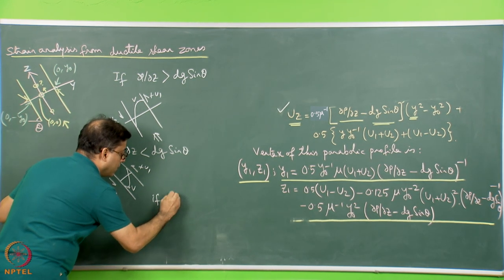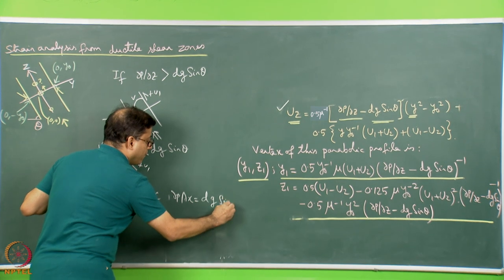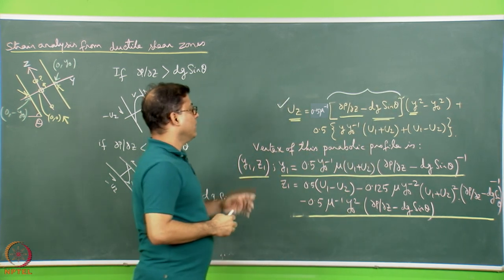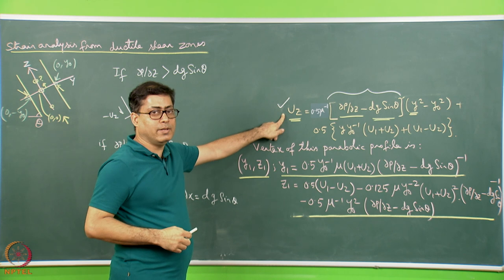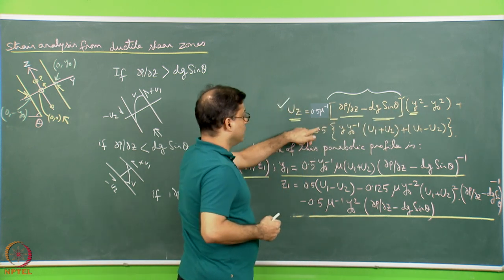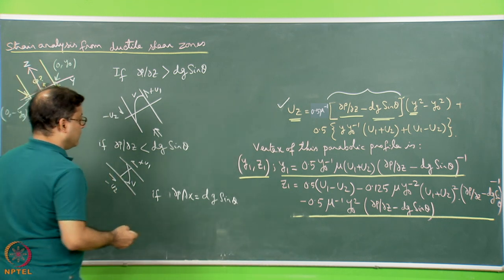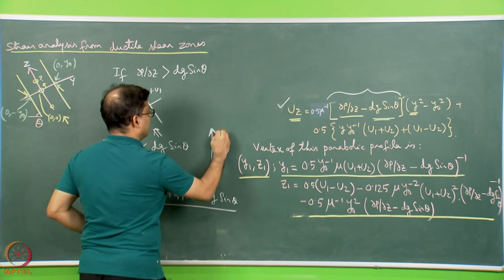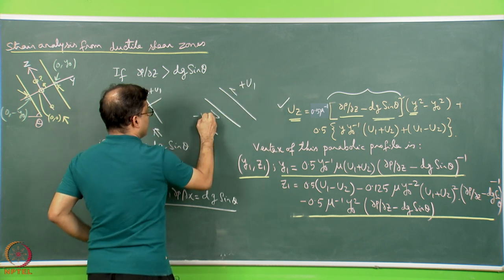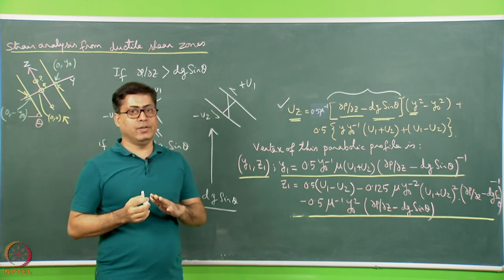If del p del x is equal to dg sin theta, what does this mean? This means that this term becomes 0, and note that the velocity profile in that case is no more a parabolic equation or a quadratic equation, because this y square term and the entire thing goes 0, only this stays. In that case, a linear relationship is found, and if this is the case, then what will happen? Say this is plus u1 and this is minus u2 and this is the line. This kind of profile will be produced. A straight line will alter to another straight line.